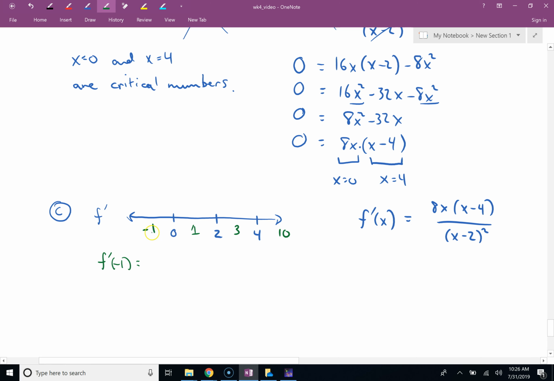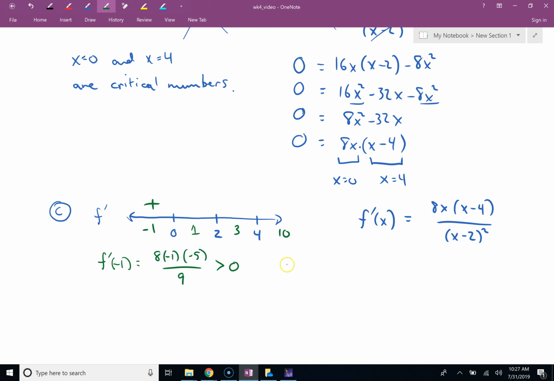My first one is -1. I'm going to plug that into my derivative. I get 8 times -1 times (-1 minus 4, which is -5), divided by (-1 minus 2, which is -3) squared, so that's 9. We could simplify this all down, but I see a negative times a negative, which is positive, and we're dividing by positives. So the big thing here is that this is positive. On this piece right here, the derivative is positive. Again, you could simplify this all the way down, but it's not necessary. You just have to know, is it positive or negative? What is the sign of the derivative there?